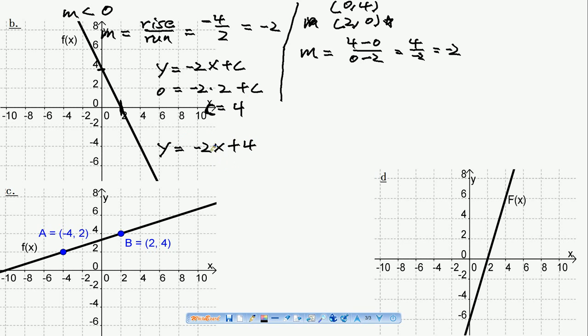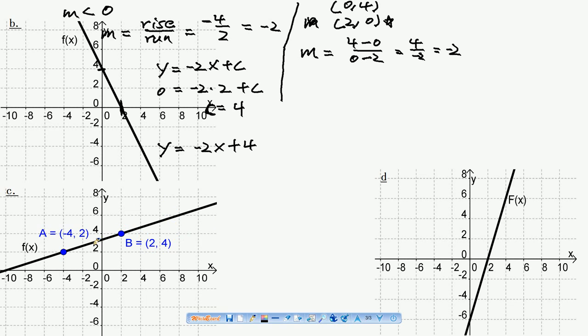After that, we can put the equation in the graphic calculator, and you will find it is exactly the same line on the screen here. Okay, let's do question C.